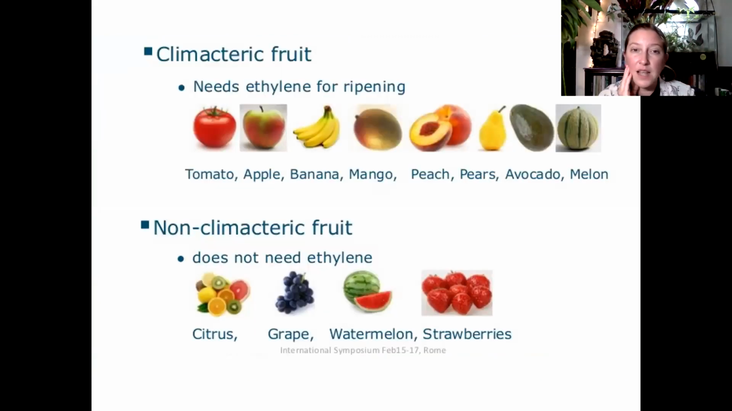Another thing is that certain fruits will only ripen if they're exposed to ethylene gas by the plant. These include tomato, apple, banana, mango, peach, pears, avocado, and melons. Then there are other fruits that will ripen without ethylene gas present, such as citrus fruits, grapes, watermelons, and strawberries.